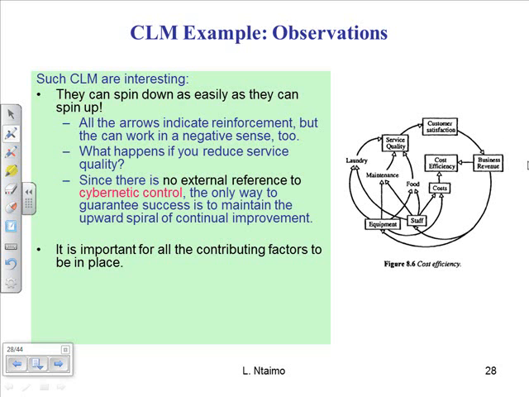So in this case, we see that there is no external reference to feedback because, again, this is an ideal causal loop model. It's basically saying that the only way to guarantee this high level of service is to have something that's going to provide us with continuous improvement.